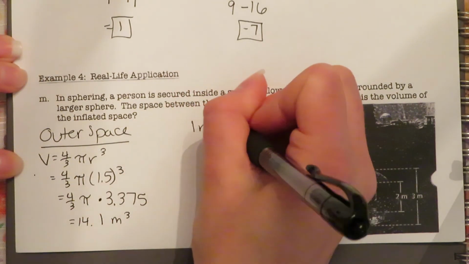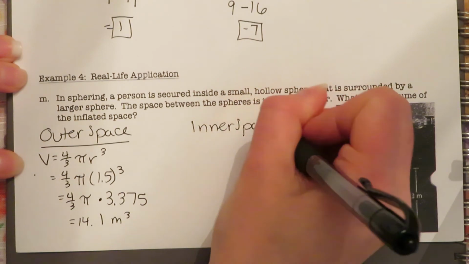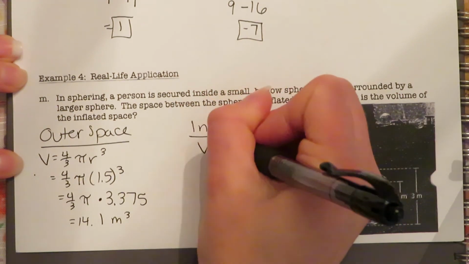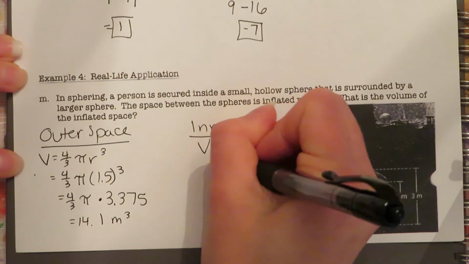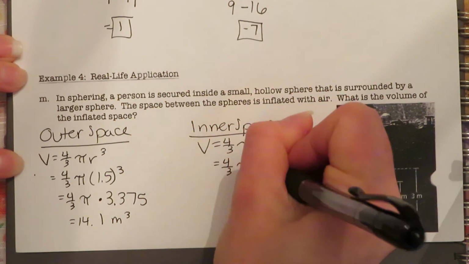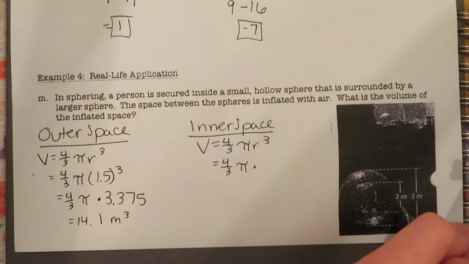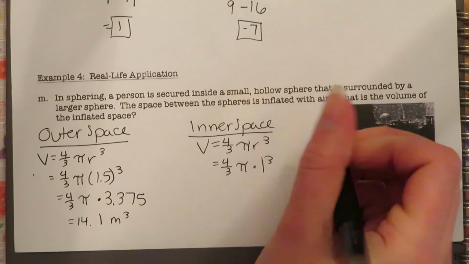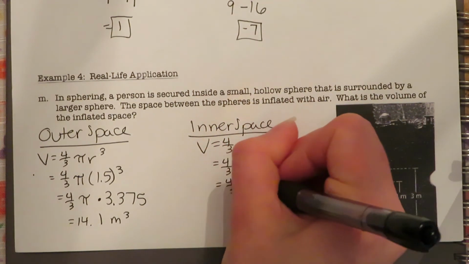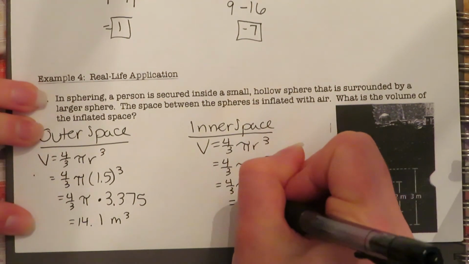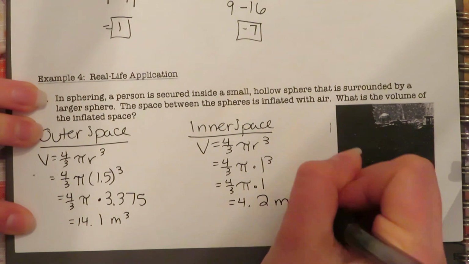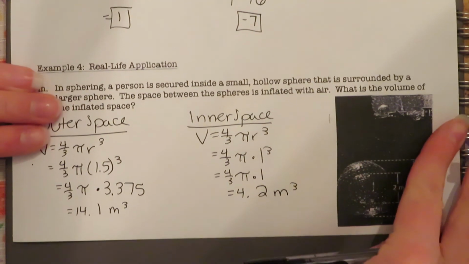Then we want to find the inner space. Same equation, volume equals 4/3 pi r cubed. So that's 4/3 pi times, the radius is 1, so 1 cubed. So 4/3 pi times 1. This equals 4 2/10 cubic meters.